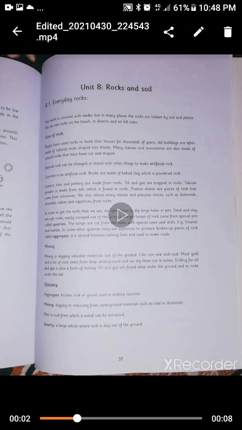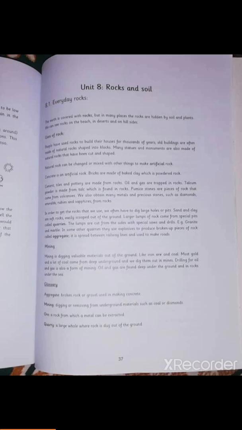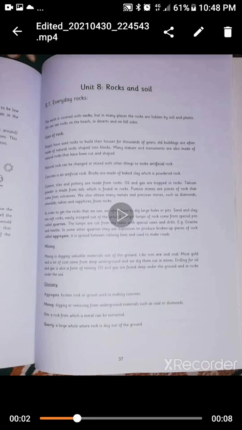Concrete is an artificial rock. Bricks are made of baked clay, which is powdered rock. So here we have two examples, concrete and bricks. Concrete is basically just artificial rock, and bricks are actually powdered natural rocks that got baked and made into clay and then bricks. Cement, tiles, and pottery are made from rocks.